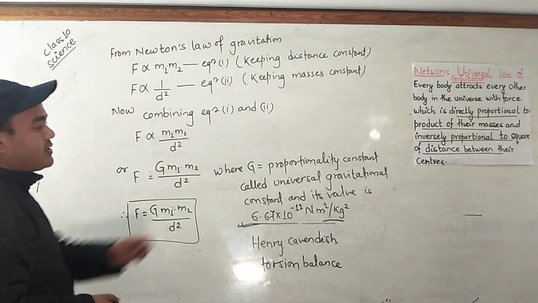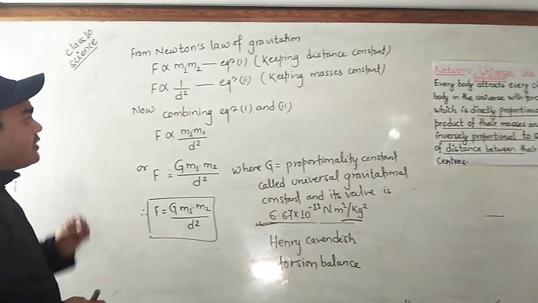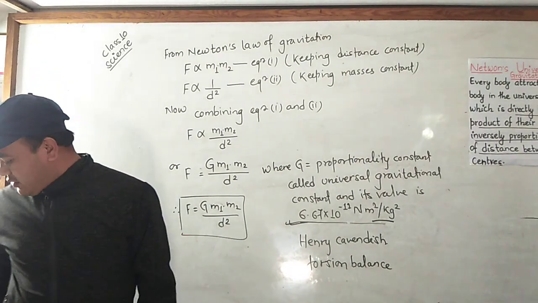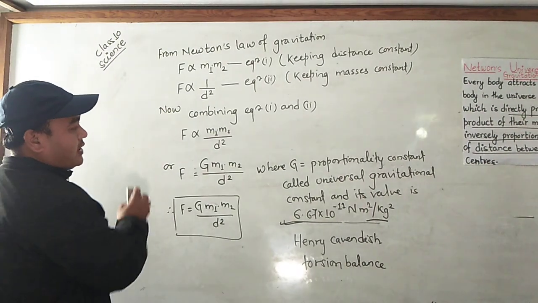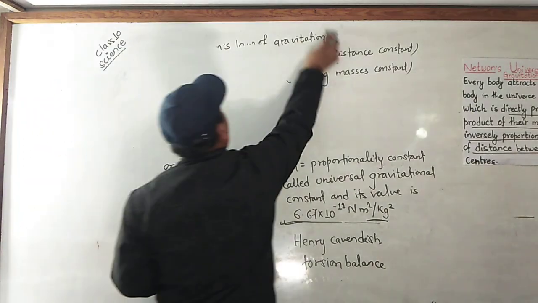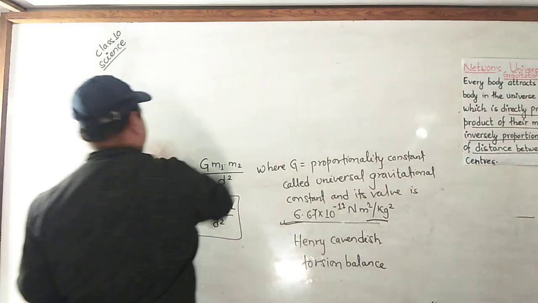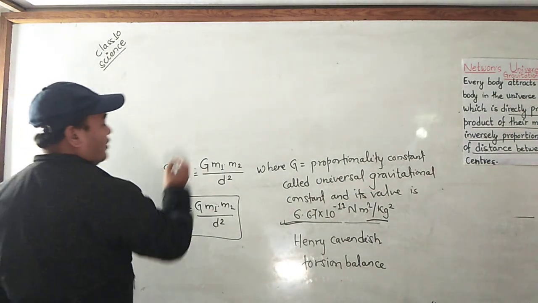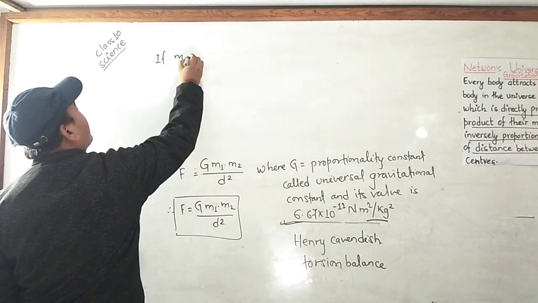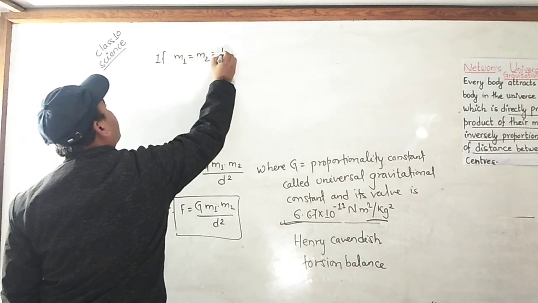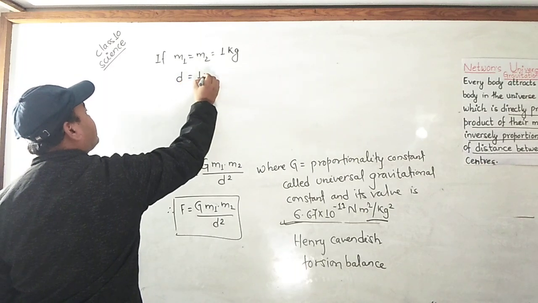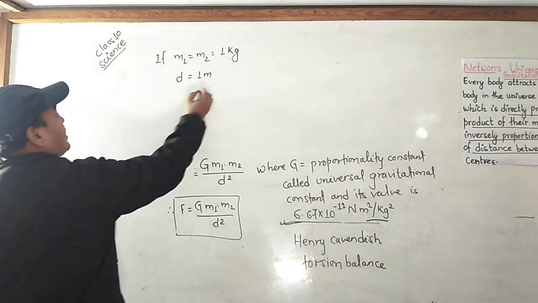Okay, now how to define this capital G? I think you can derive this up to this relation. Now we define capital G. So for defining this capital G, let's suppose m1 is equal to m2 is equal to 1 kg, or unit mass, and if the distance between them is 1 meter, unit distance, then what we get?